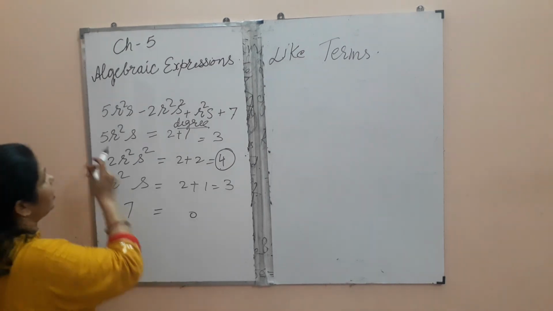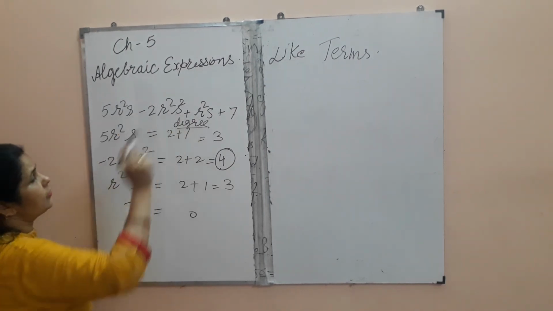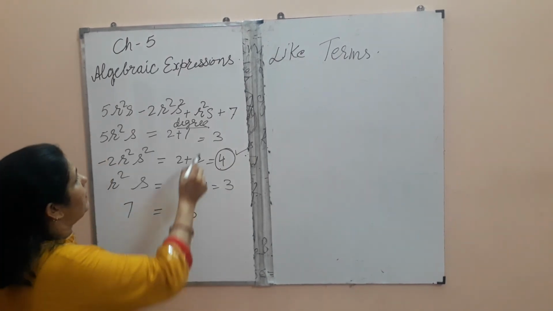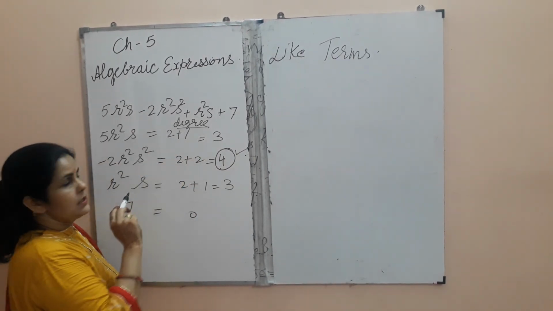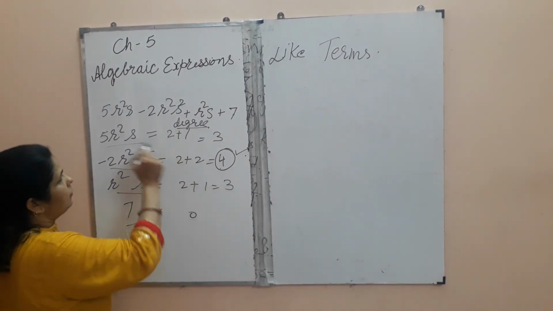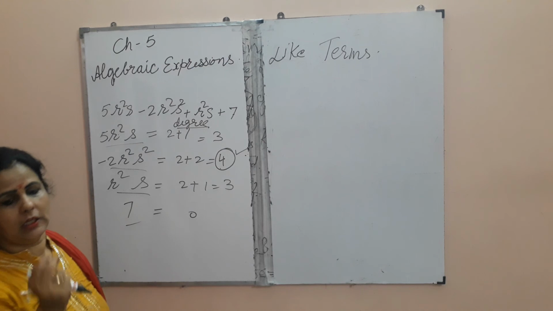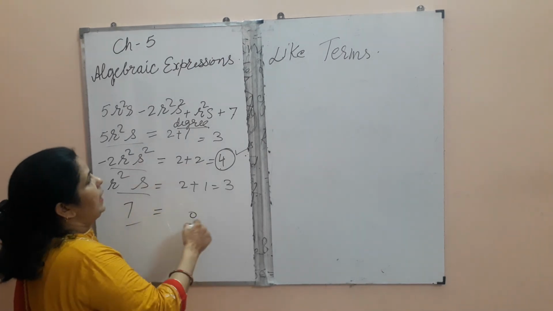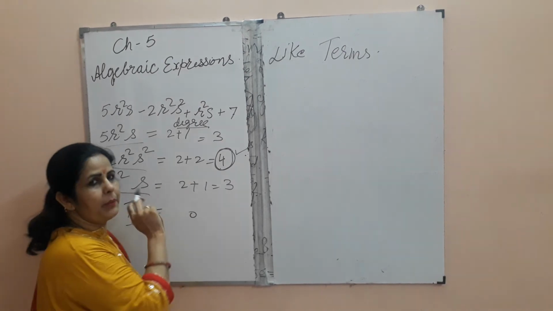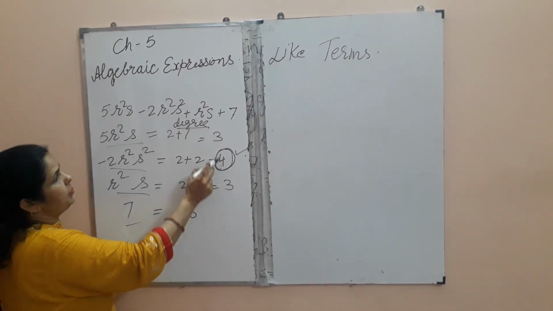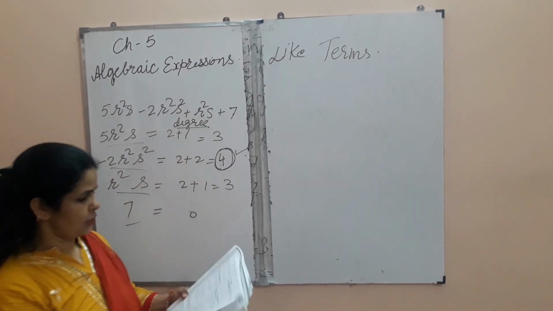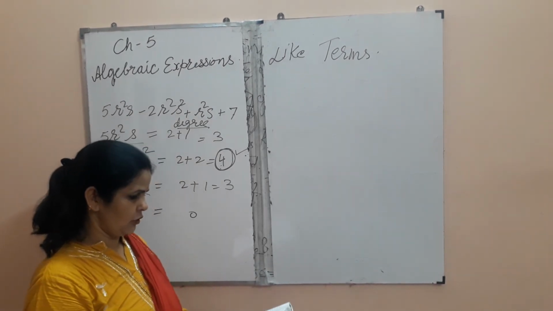Understood? The degree of this polynomial, or you can say the degree of this expression, will be the highest value among all the degrees. Term-wise we will find out the degree by adding the parts of the literals or the variables, and whatever highest sum of the parts will be, that will be the degree of this full expression. Understood now? Degree of polynomial also you have understood.